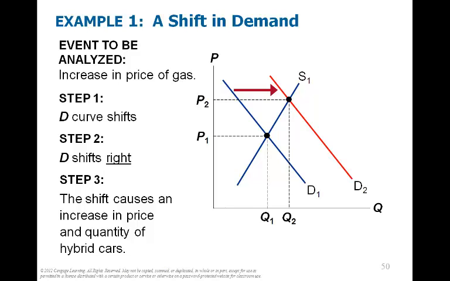And the third thing to figure out is what's going to happen to the price and the quantity bought and sold. Well, if the demand for a product increases, then everything else equal, that'll tend to cause the price of the product to go up and the quantity bought and sold to go up as well. So if the demand increases, both the price and the quantity increase. If the demand decreases, the price and the quantity decrease.